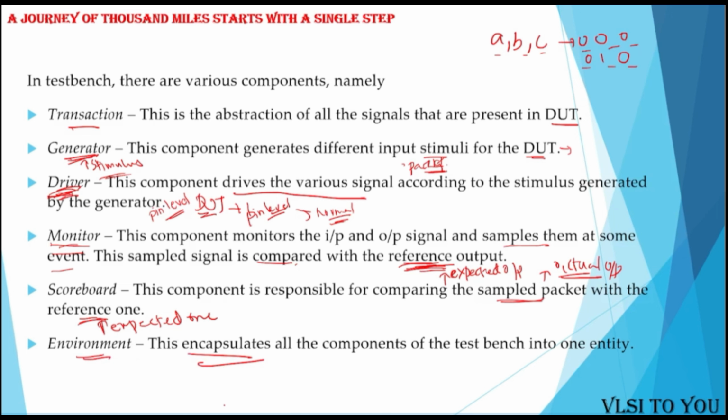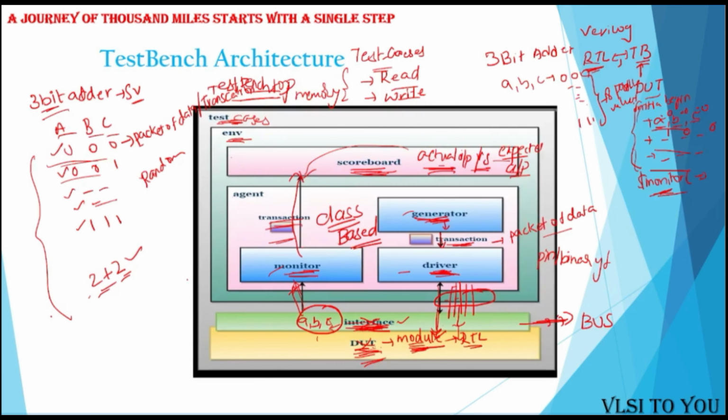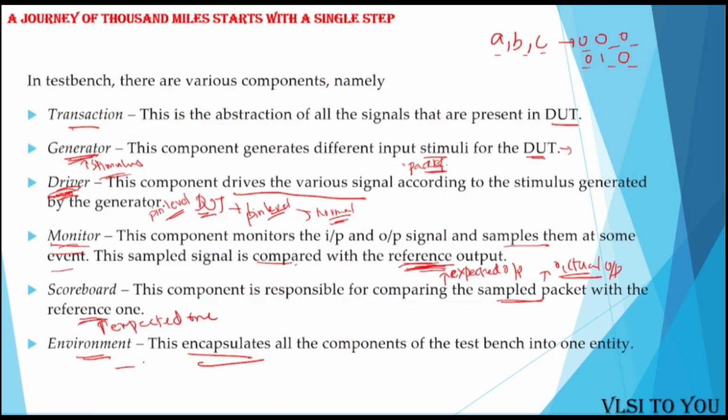Now, what does the environment do? The environment encapsulates. What is encapsulation? I think you already know. Just a simple word, like a capsule. What does a capsule do? It hides something inside it. All the medicine will be packed within the capsule. Similarly, encapsulation is nothing but everything packed within the environment. If you see in the test bench here, all these components are packed within the environment. So that is what the environment is. Clear? So this is about the test bench architecture.